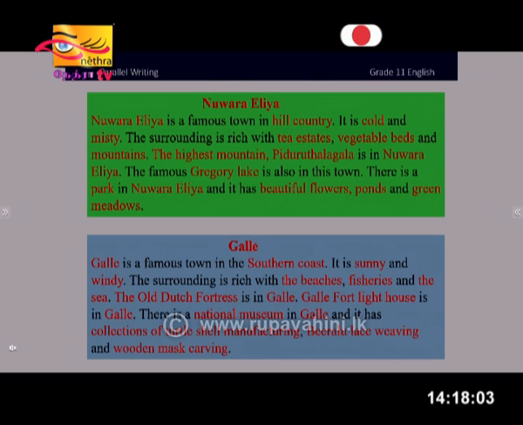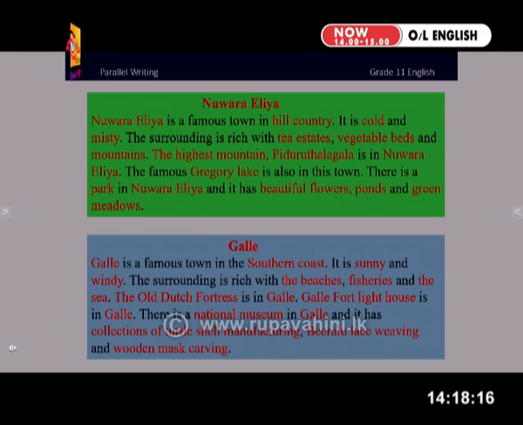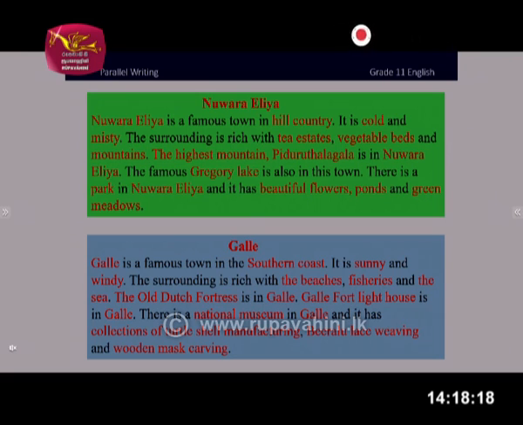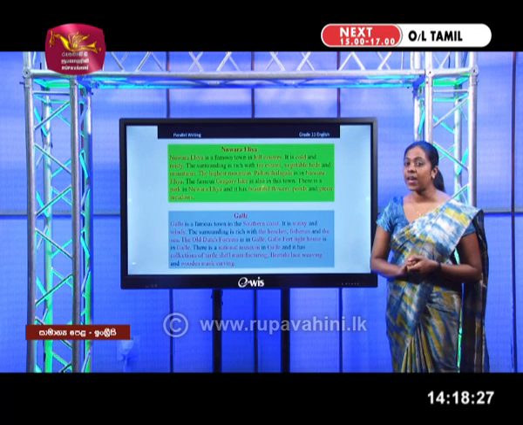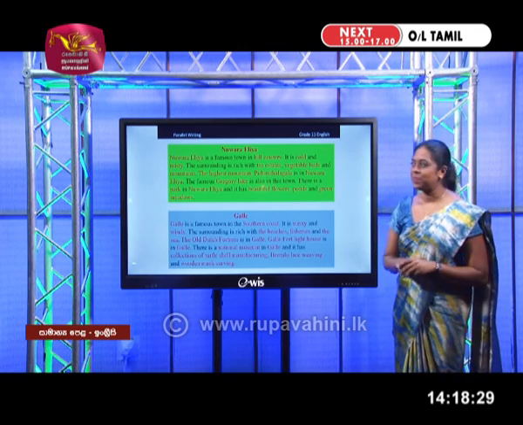The famous Gregory Lake is also in this town. Galle Fort Lighthouse is in Galle. There is a park in Nuwara and it has beautiful flowers, ponds and green meadows. There is a national museum in Galle and it has collections of turtle shell manufacturing, Biralu lace weaving and wooden mask carving. Hope you understood what I meant by parallel writing.